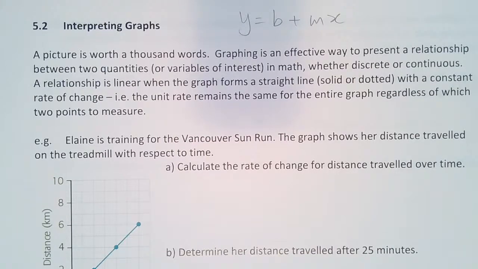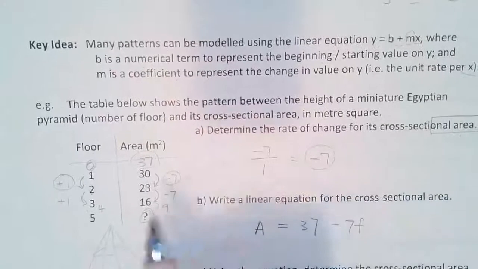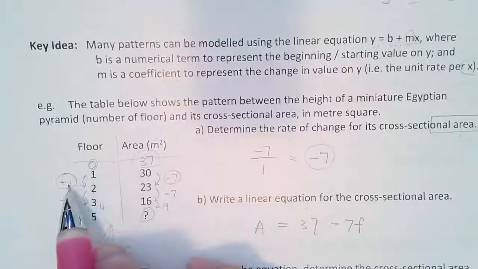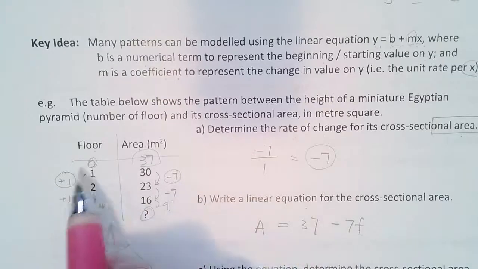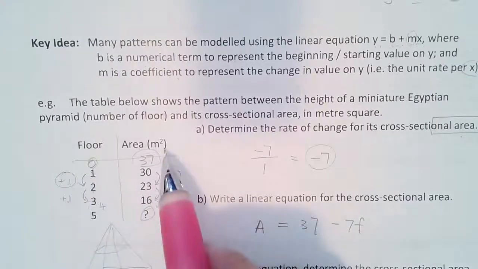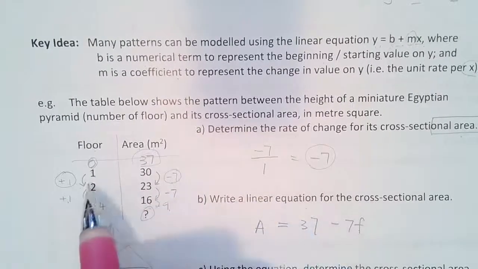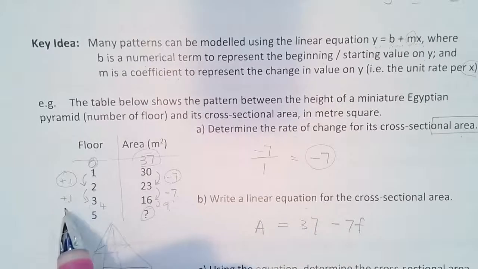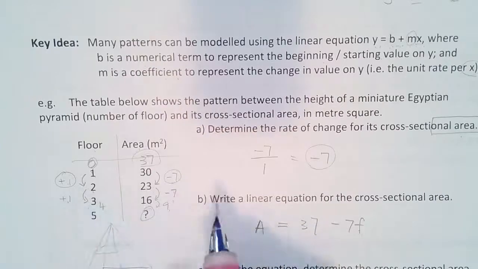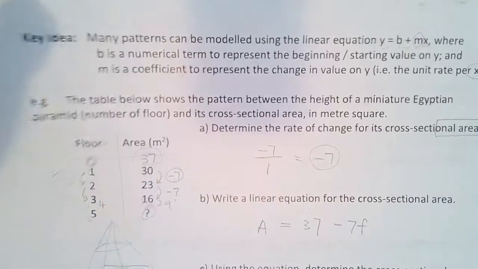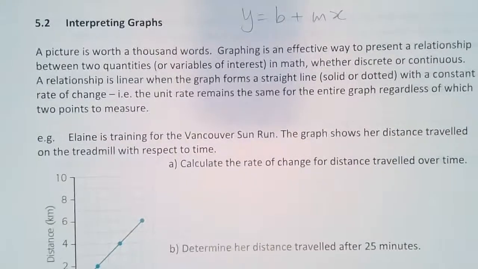And if you go back to the previous lesson, you will see the rate of change being the same through the entire table. When floor goes up 1, the area will drop by 7. If it goes up by 1 again, it will drop another 7. The rate of change remains the same for the entire table. And now the rate of change will remain the same through the entire graph.